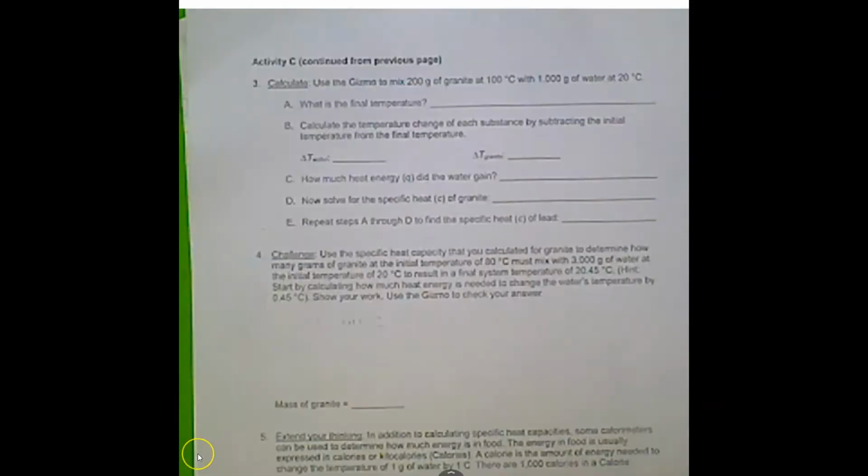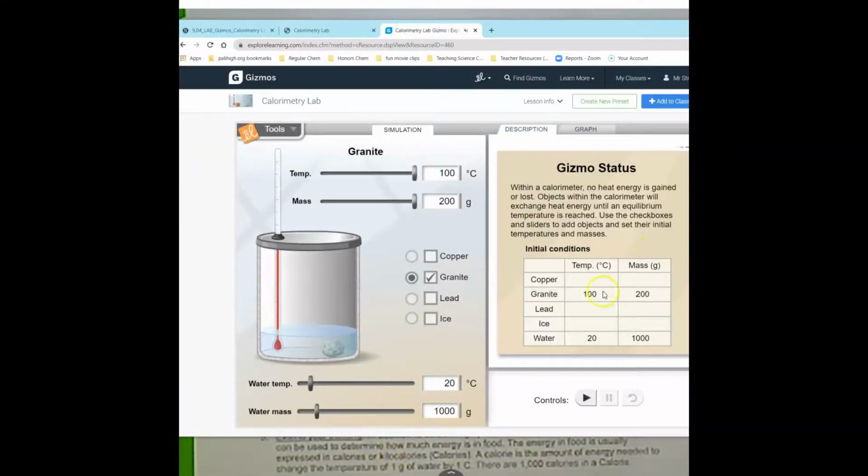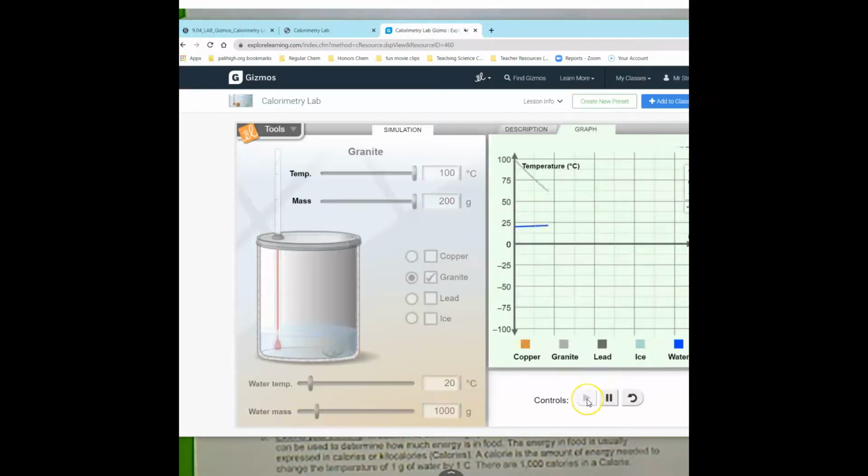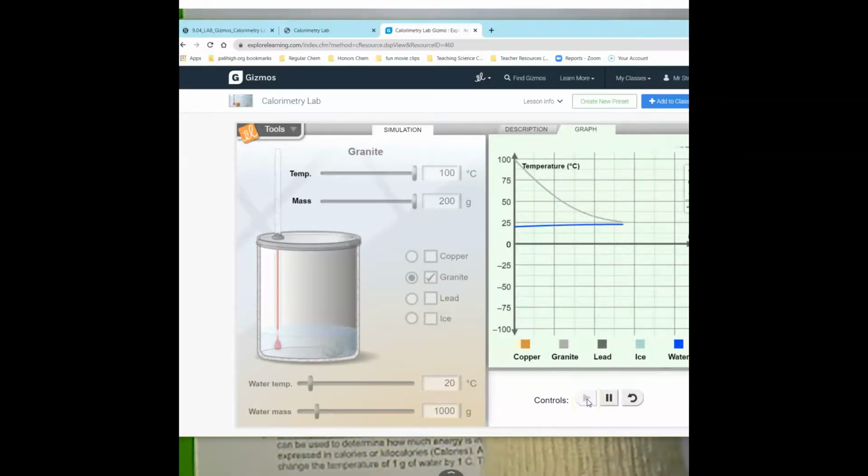Last page. It's almost over. What a bummer. Use the gizmo to mix 200 grams of granite at 100 degrees with 1,000 grams of water at 20 degrees. What's the final temperature? Let's do it. Okay, I got it all set up according to what they asked me to do. Now I'm going to check the graph and see the final temperature.